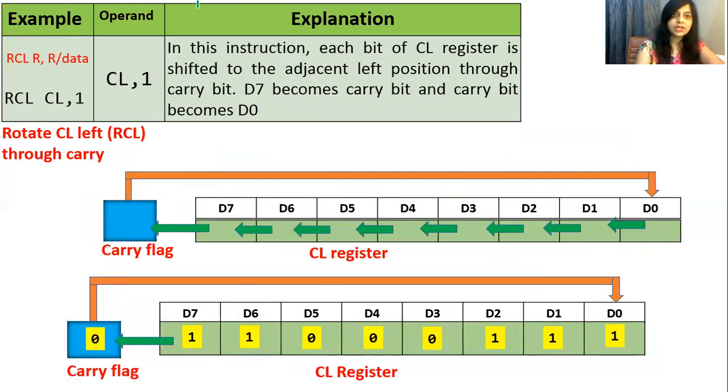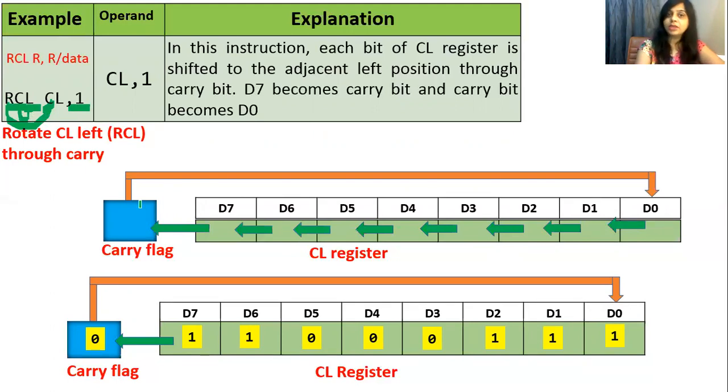Now next instruction. What is the next instruction? Next instruction is RCL. Now this is also rotate. L stands for left, but now it is through carry because it is not ROL but it is RCL. This instruction says rotate contents of CL register towards left through carry by 1 bit position. So what is the difference between ROL and RCL? ROL is without carry and RCL is through carry.